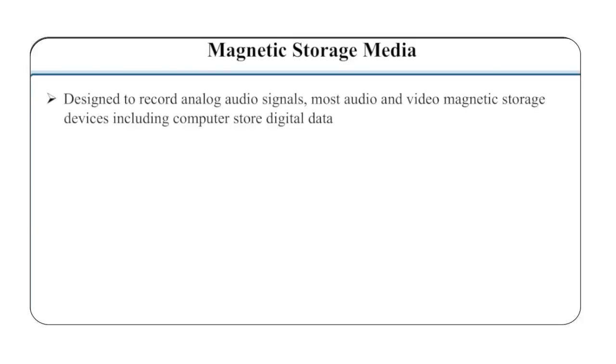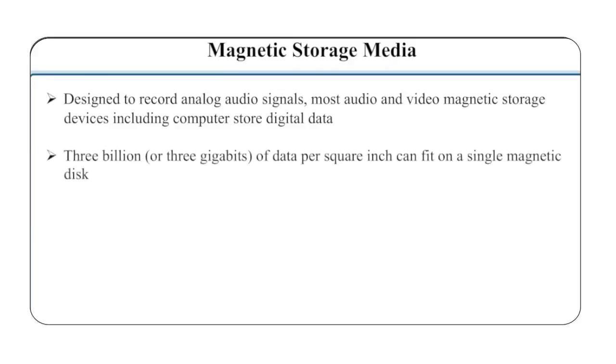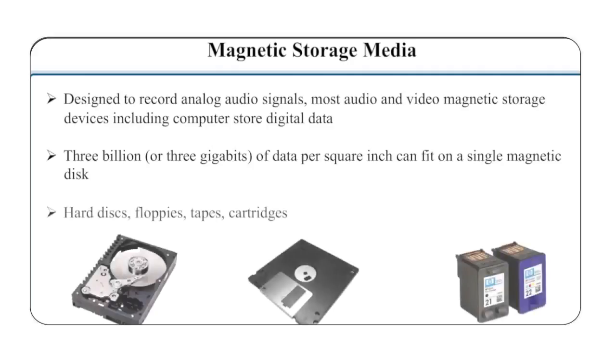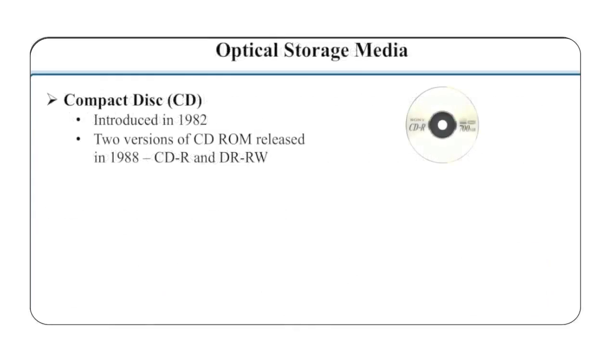Large amounts of data are stored through tape drives because the capacity on the drives is huge. 3 billion or 3 gigabytes of data per square inch can fit on a single magnetic disk. Examples of magnetic storage devices are hard disks, floppies, tapes, cartridges, etc. The compact disc was the first popular optical storage media. It was introduced in 1982. Two versions of CD-ROM were released in 1988.